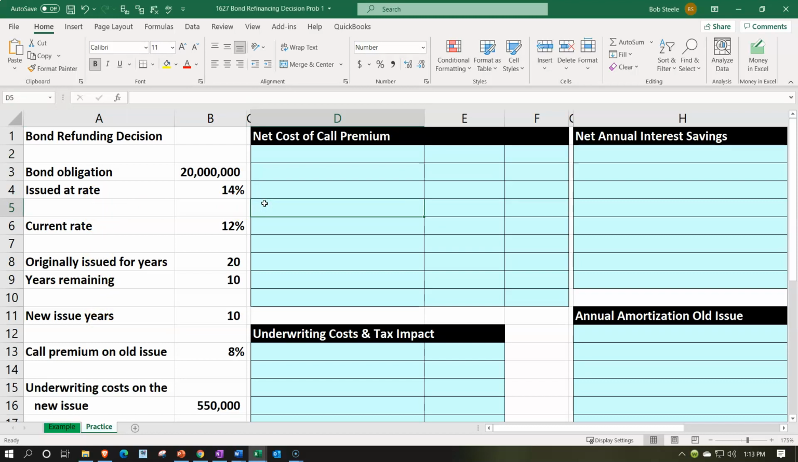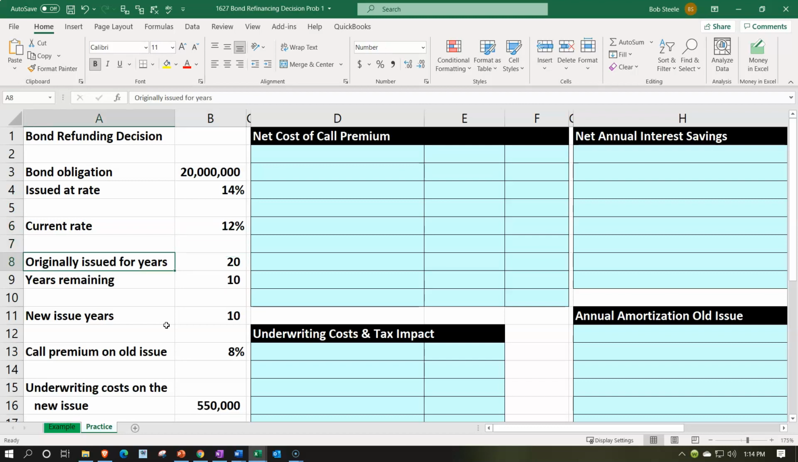Taking a look at a bond refunding decision. The scenario being, we have a bond obligation outstanding, $20 million, issued at 14%. The current rate is 12%. So the question here is, what if we were to reissue the bonds at the lower, current market rate of 12%? Would it be worthwhile for us to do so?